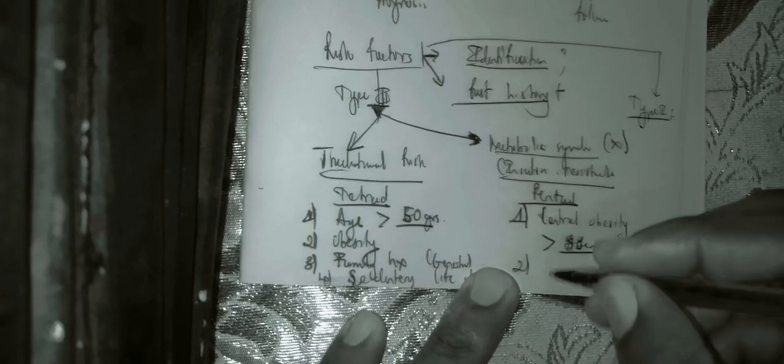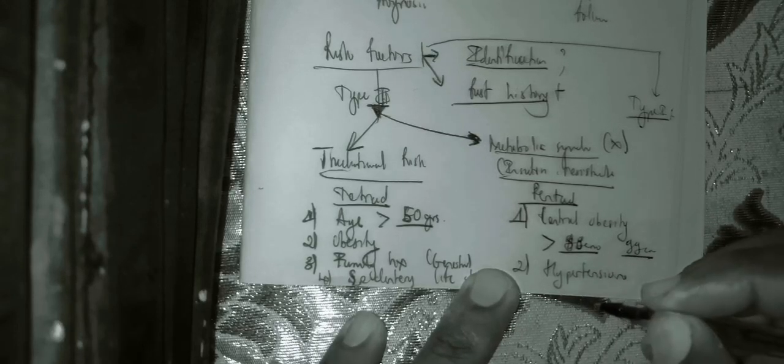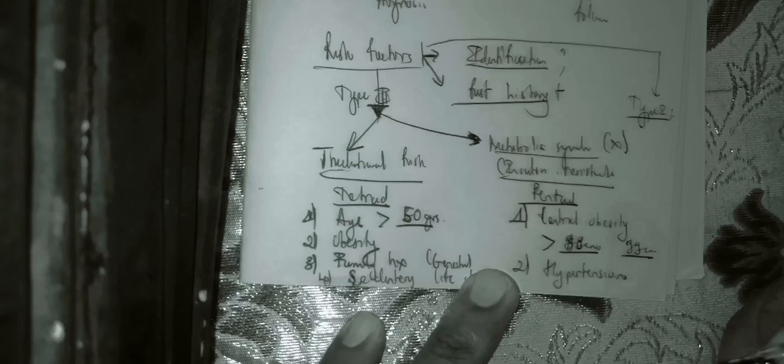The second one, on physical examination still, is hypertension. Is it clear? So if you have a patient that is hypertensive, it is also a risk factor of diabetes. You have hypertension.